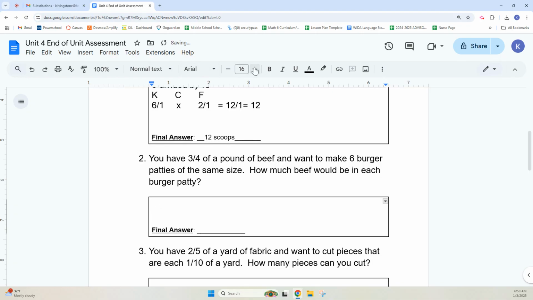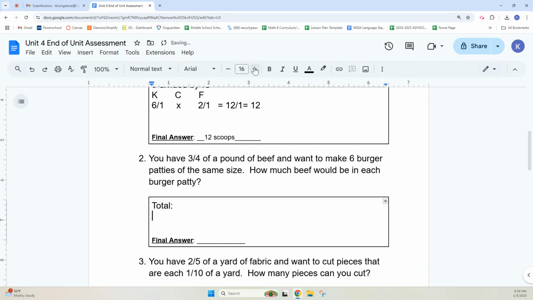You have 3/4 pound of beef, and you want to make 6 burger patties of the same size. How much beef would be in each patty? Again, we need to identify the total amount that we have. We need to identify the number of groups, or in this case, the number of patties. All right, what is the total amount of beef that we have? That is correct, it is 3/4 pound.